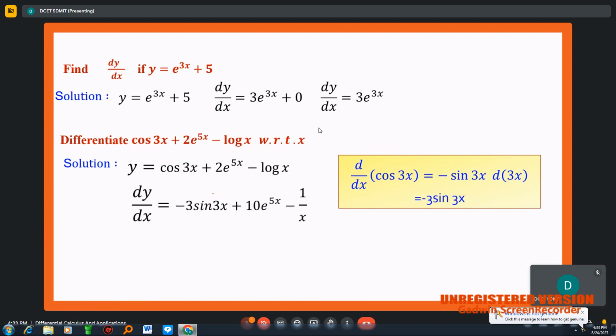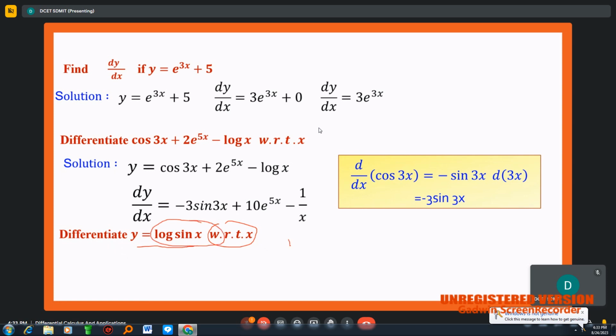So this is minus 3 sin 3x plus 10 e to the power of 5x minus 1 by x. Next, y is equal to log of sin x. Differentiate with respect to x. That means here y is given as log of sin x. What is the differentiation of log of sin x?